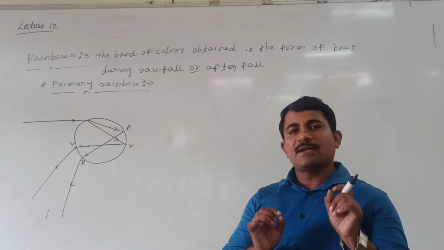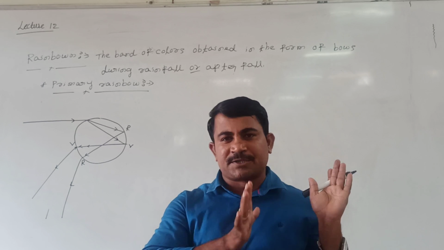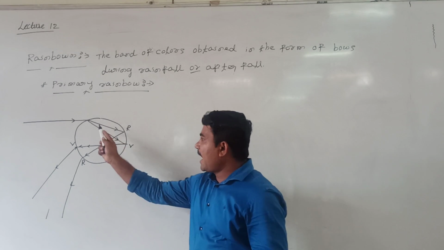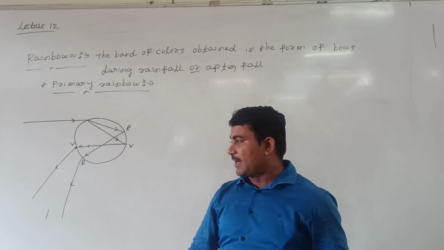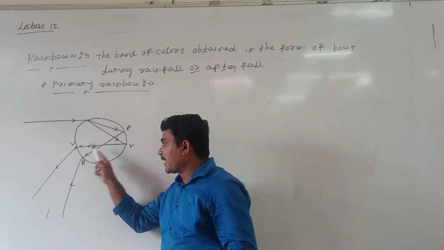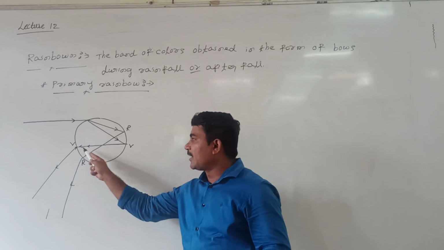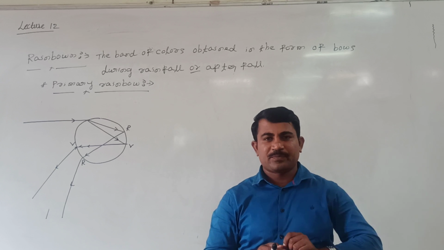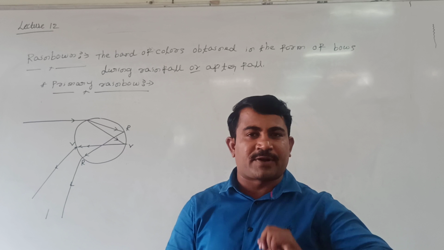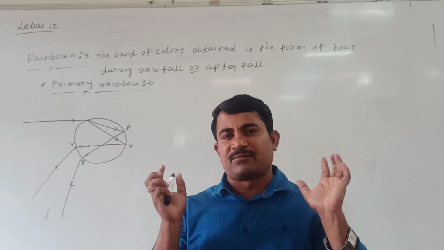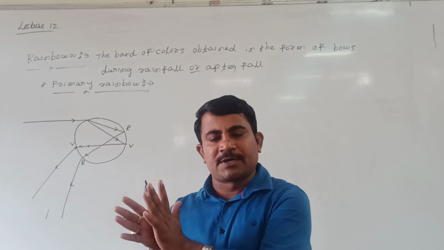See here. How many refractions are possible and how many total internal reflections are possible? At this point dispersion takes place and refraction takes place. Similarly, at this point refraction takes place. But what about here? Here total internal reflection takes place. I mean, the primary rainbow is obtained due to 2 refractions and 1 total internal reflection.